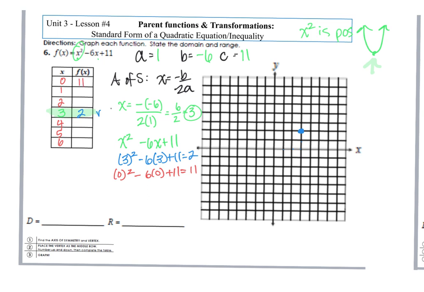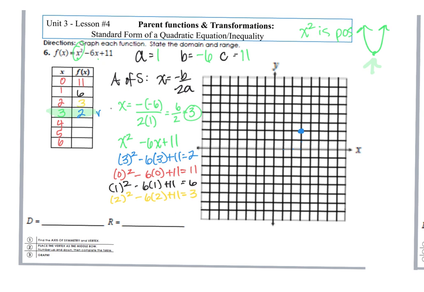Okay. Now, we're going to go over how to shortcut this in a minute. Next, we plug in 1. So I have 1 squared minus 6 times 1 plus 11, which is equal to 6. Okay, so when x is 1, y is 6. Next, we're going to plug in 2. So 2 squared minus 6 times 2 plus 11, all of that equals 3.